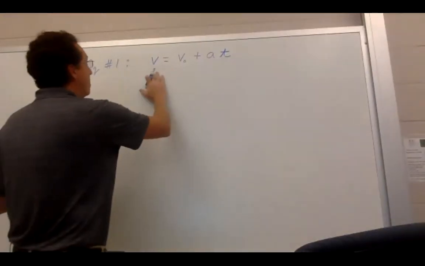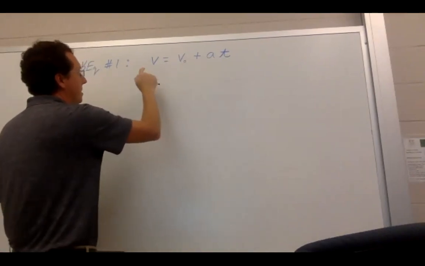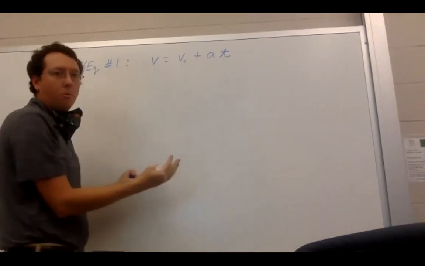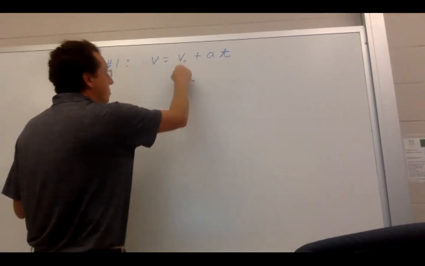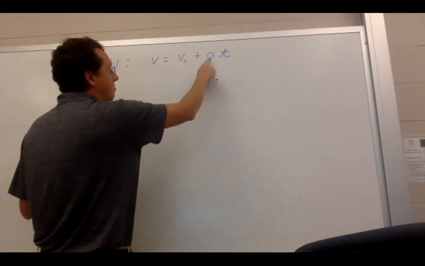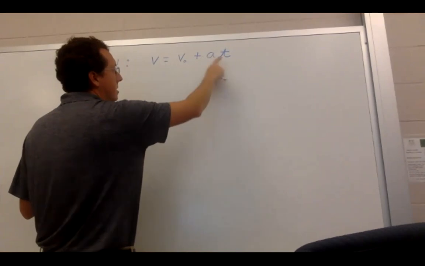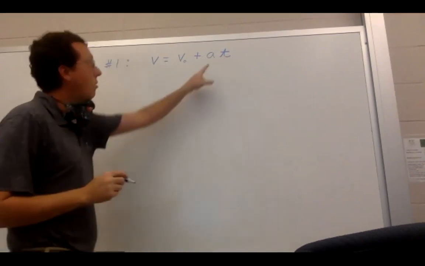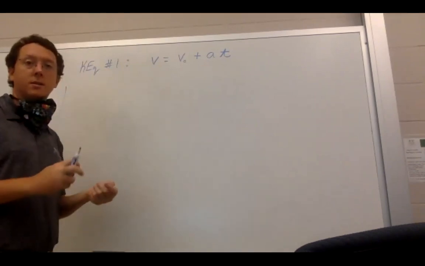So the first kinematic equation will relate velocity and acceleration to time. It says that the velocity at any moment, like right now, is the initial velocity, what it starts with, plus the acceleration times time. And all three of these equations only work when acceleration is constant.